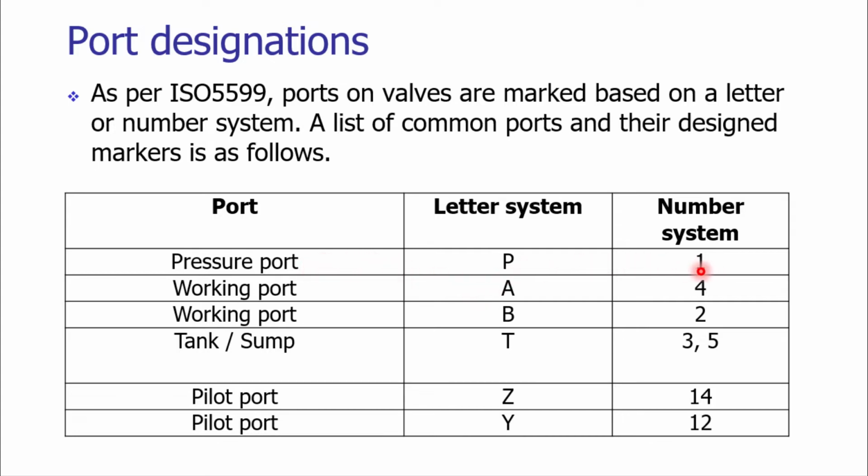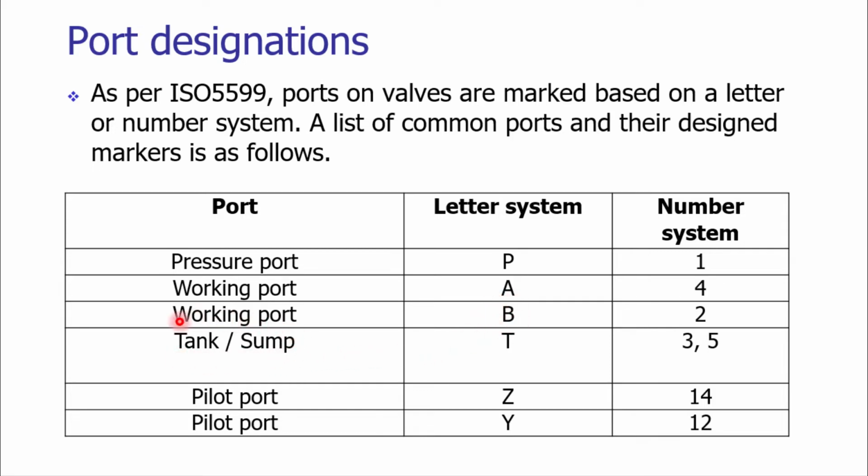However, in number system, number 1 has been designated to the pressure port. There are various working ports which we have seen. The working ports are the actuation ports. The port A is connected to the extension requirement of the piston cylinder arrangement, and the B may be connected for the retraction or the contraction of the piston cylinder arrangement. So the number 4 is assigned to port A and number 2 is assigned to port B.